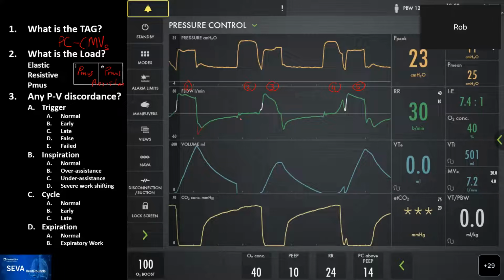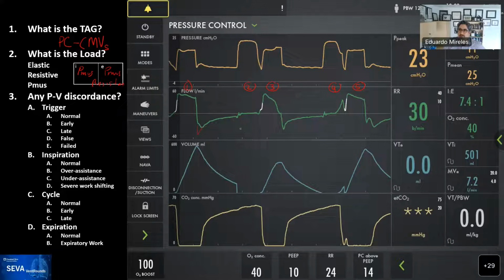Rob, you're getting cut. If you want to re-log in. Okay, let me go out. All right. Go back. So what else connected to that already?